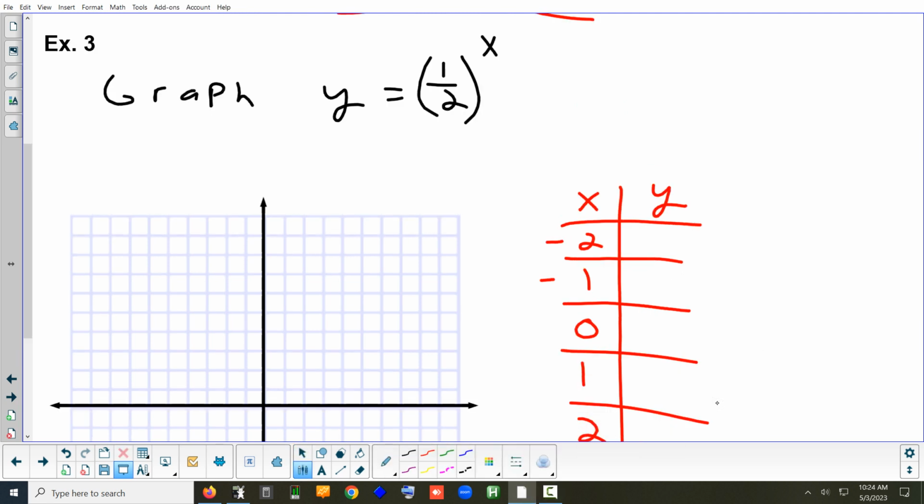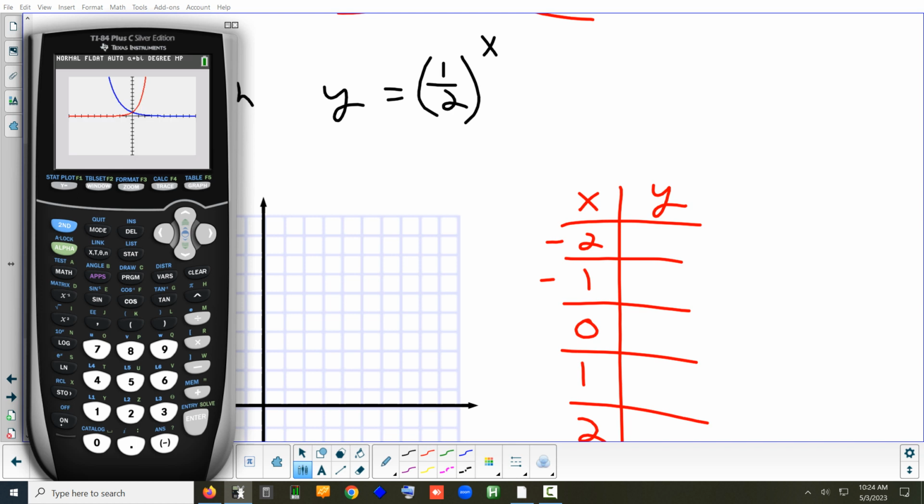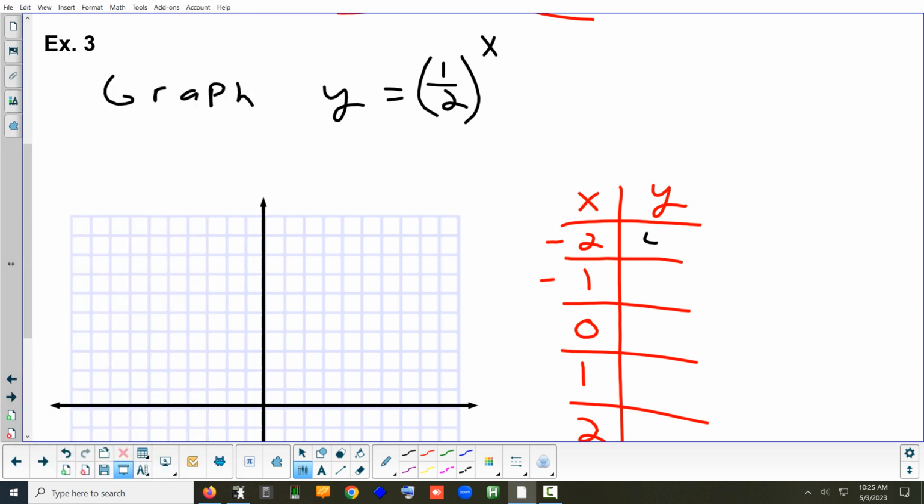Okay, so we picked our x values, and now we need to figure out the y values. What's the first x value that I need to plug in? Yep, -2. So on my calculator, this is how I have to put in a fraction. I'm going to put 1/2, just like that. Hit my exponent button, and then hit -2. And I get a y value of 4. Okay, so there's your first y value.